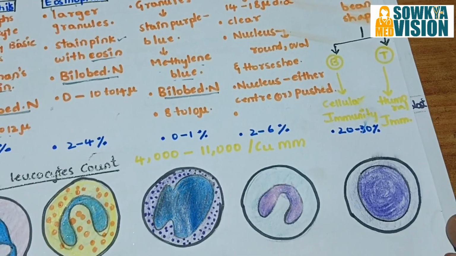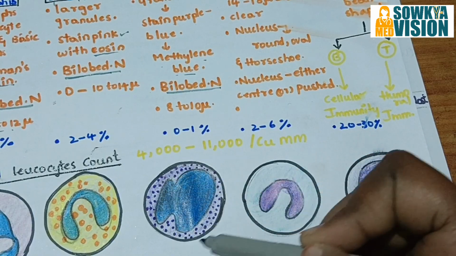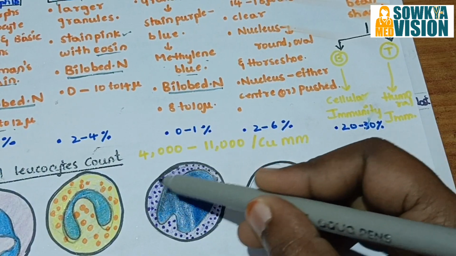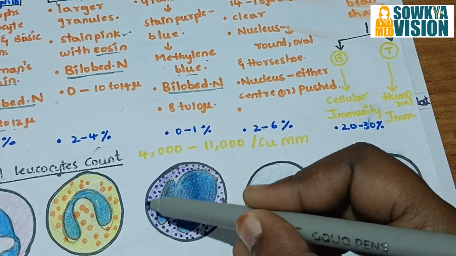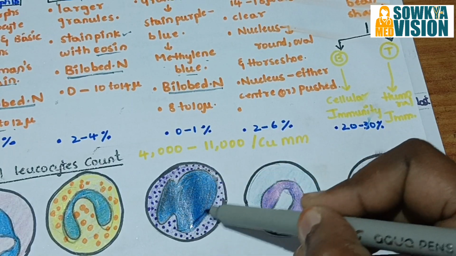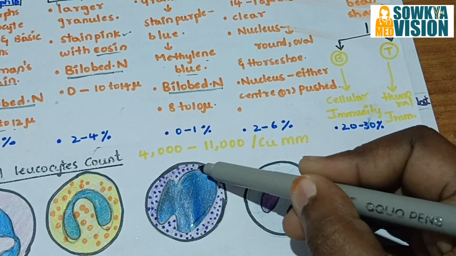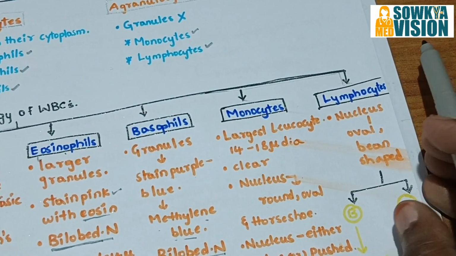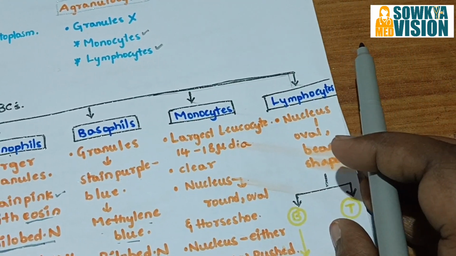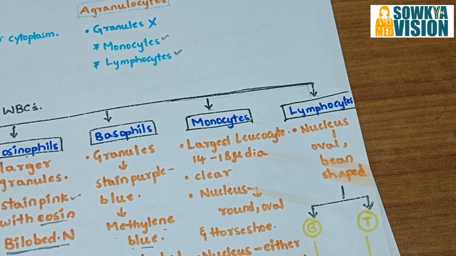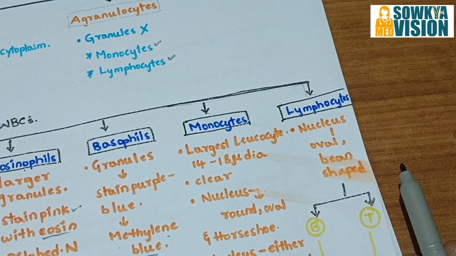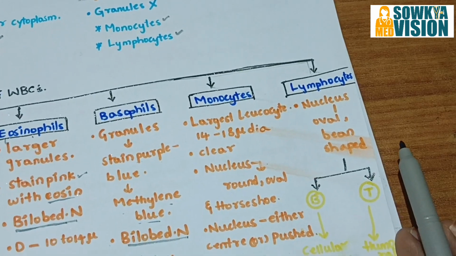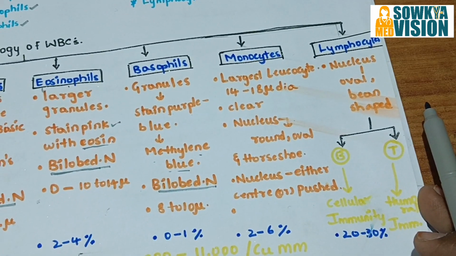See, this is the basophil. This is the cytoplasm containing granules, and this is a large bilobed nucleus. And monocyte. Monocyte and lymphocytes, these two are agranulocytes. They do not contain granules in their cytoplasm.